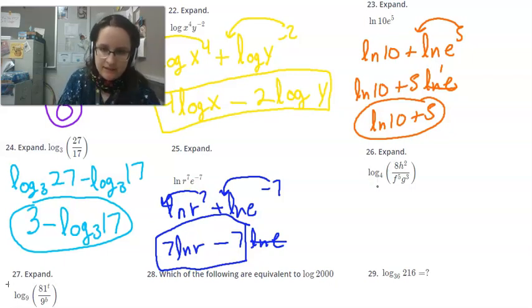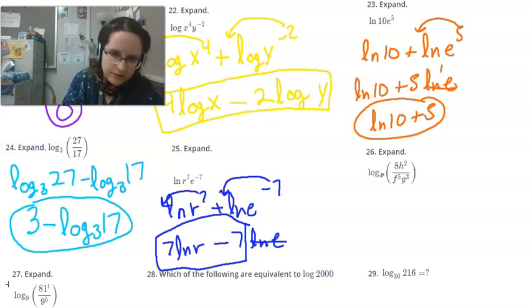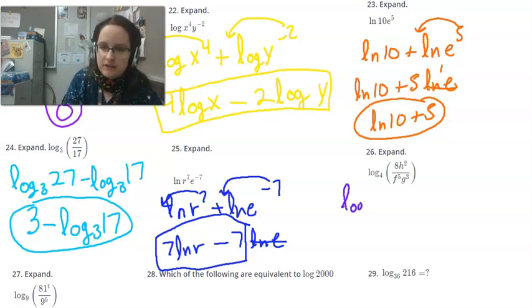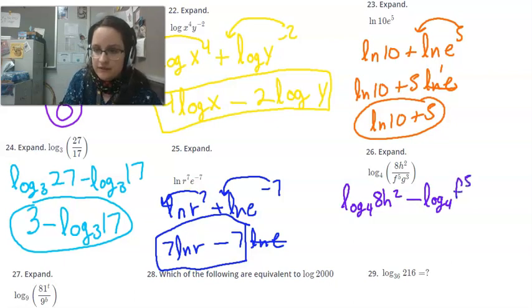26. Expand log base 4 of 8h squared divided by f to the 5th power g to the 3rd power. So we're dividing, so the first thing we would do is subtract two logarithms. So we have log base 4 of 8h squared minus log base 4 of f to the 5th power g to the 3rd power. From there we can further expand it by turning this into two logs added together and this term into two logs added together.